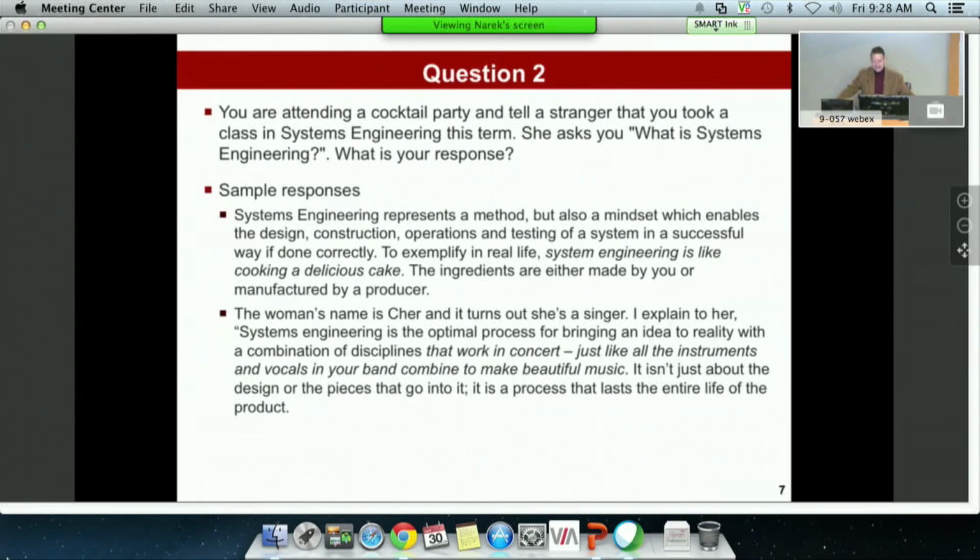So I pulled out 2 examples that I kind of liked because they brought in analogies from other fields as to what systems engineering is. So the first one here is, okay, systems engineering represents a method but also a mindset that enables the design and so forth of successful systems. But systems engineering is like cooking a delicious cake, okay? So it's like cooking a delicious recipe. You've got your ingredients, which is your part numbers, or your parts, right?